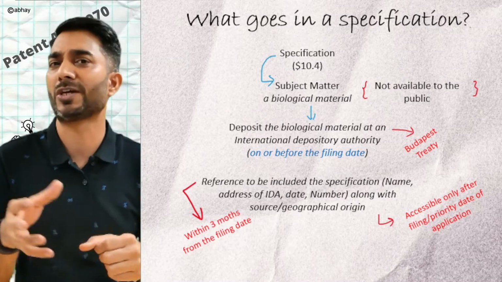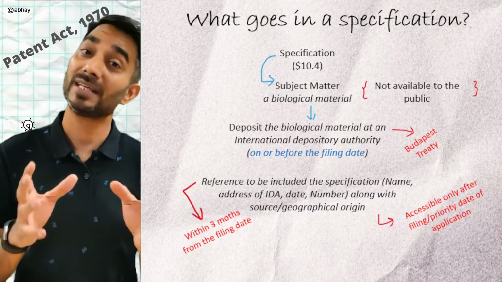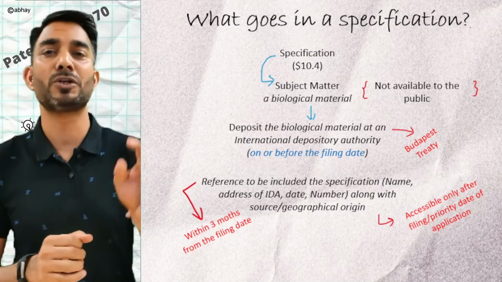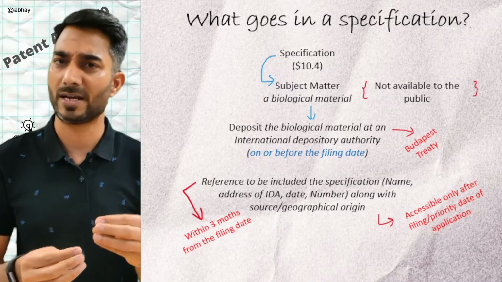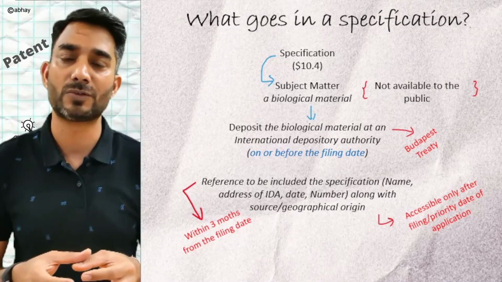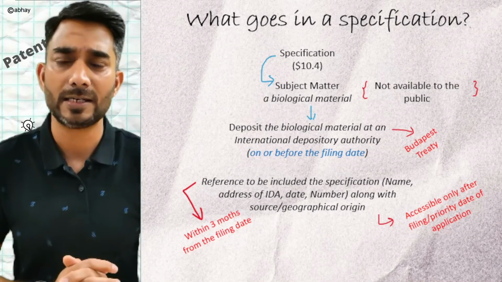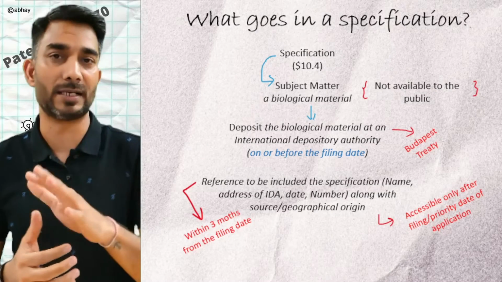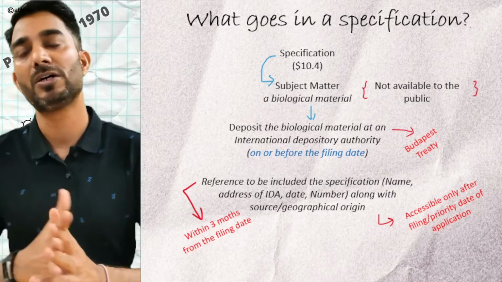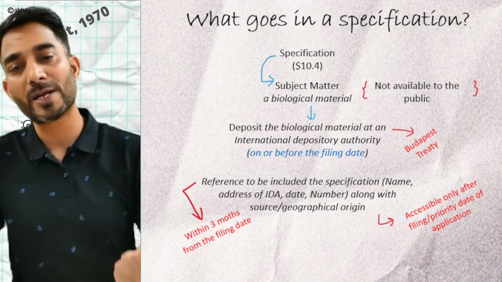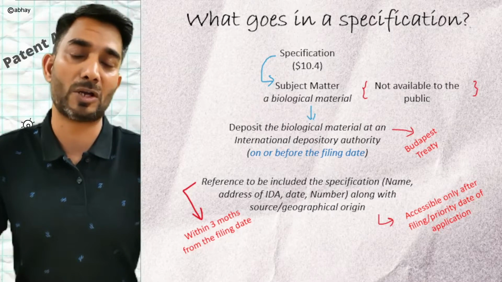Now you may say the specification is already filed. How do I provide the details? And what kind of details are we talking about? So now think of it as a library where you need to go and search something. Similarly, here also you need to provide the name, address of the IDA, date on which it was deposited, and the number, a receipt number or a serial number which could identify the biological material in the library. Such details should be provided in the specification within 3 months from the filing date. And you are also required to provide the source and geographical origin of the biological material.